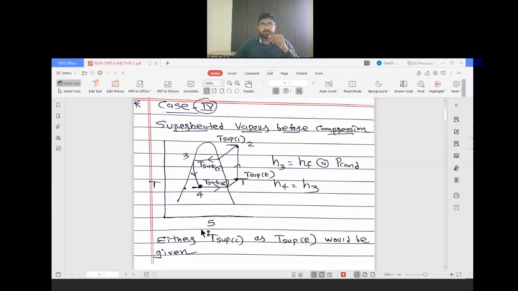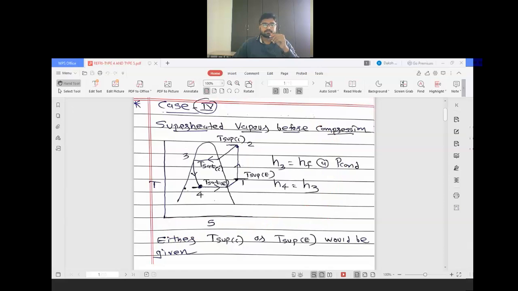Then what would the procedure be? If you want to find H1, the procedure would be: S2, then after S2, S1, then after that T superheated evaporator. Remember that, T superheated evaporator. And from T superheated evaporator we can find H1. This would be the procedure if T superheated condenser were given.